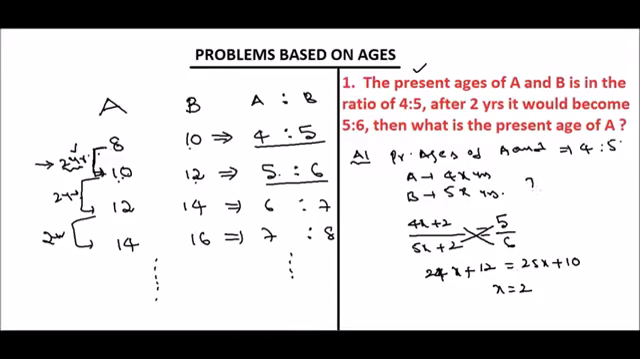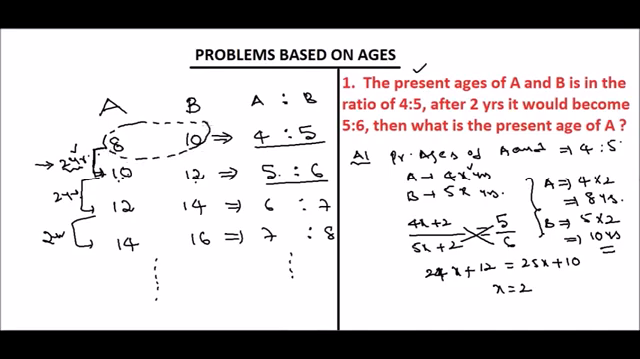Now, what is the present age of A? Present age of A is 4x, which is 4 into 2, so I get 8 years. If they ask for the present age of B, that is 5 into 2, because x is 2, which is 10 years. Yes or no? I got 8 years and 10 years. This is the way to learn the concept with the help of mathematics.